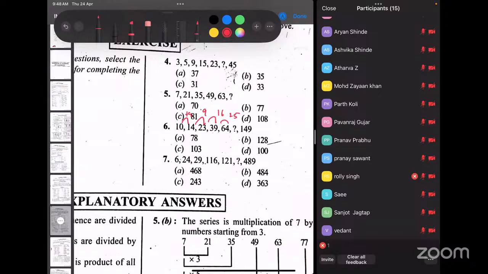I think it is going like 2 square, 3 square, 4 square, 5 square. So in the next, it will be 6 square, that is 36, which means I should add 36 to it. So 64 plus 36 will give how much? 100. 100 will be the answer in that case. D option will be correct. Yes.